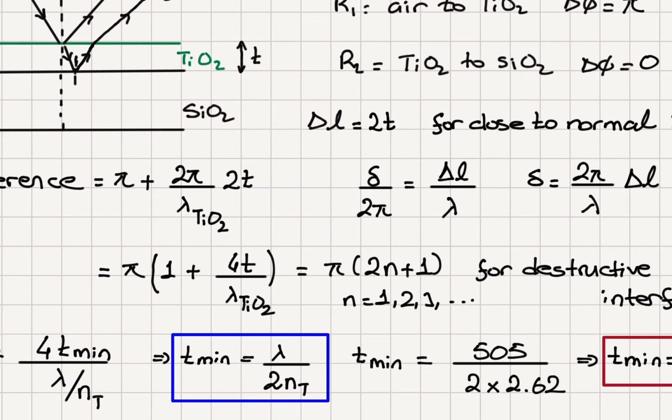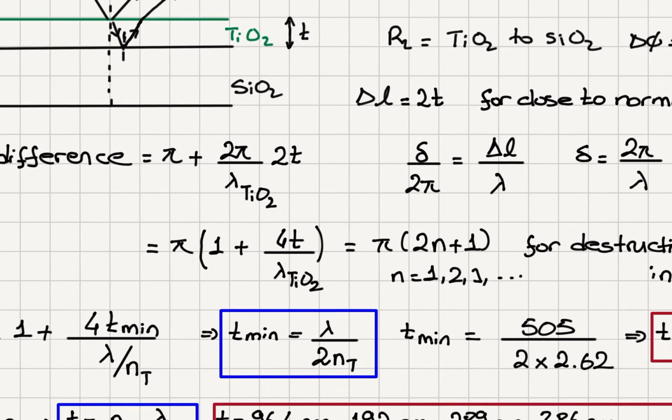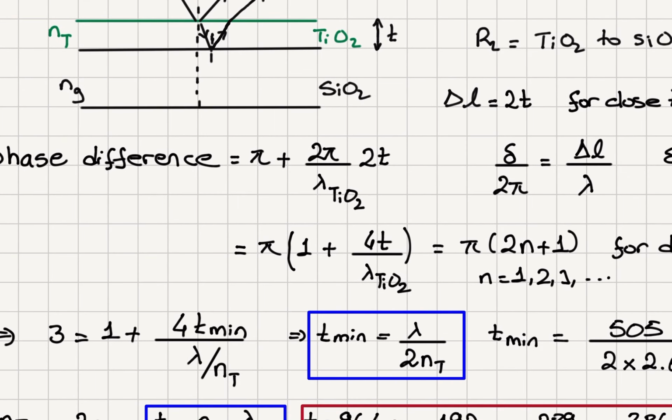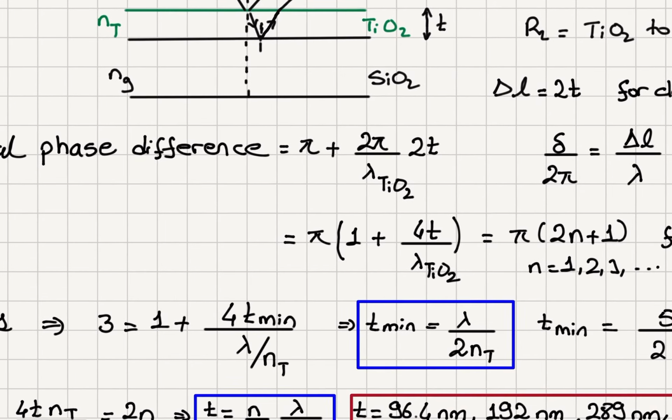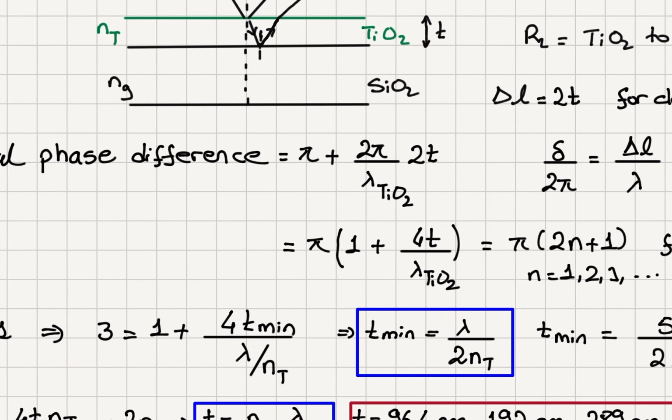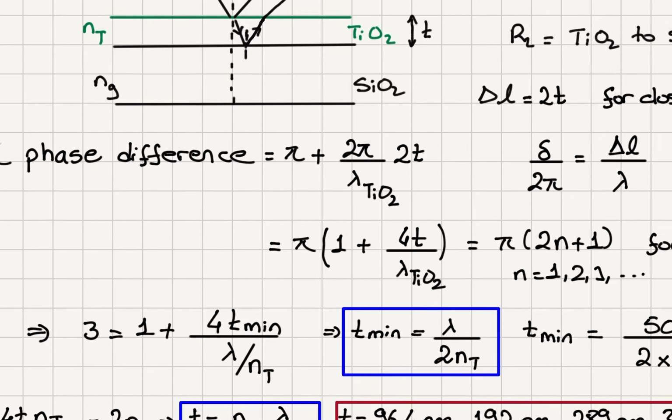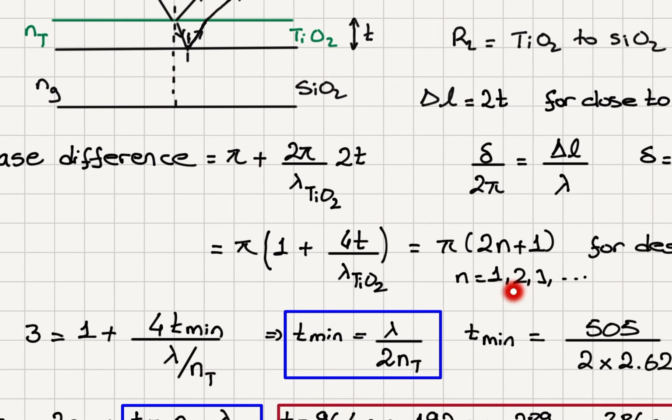Okay, so for n equals 1, we're going to get 3 pi. For n equals 2, we're going to get 5 pi, etc. And for the minimum thickness, we're going to set n equal to 1. What happens if n is equal to 0? You would get 0 for your answer here, you can see. So that doesn't work. So the answer has to start from 1.